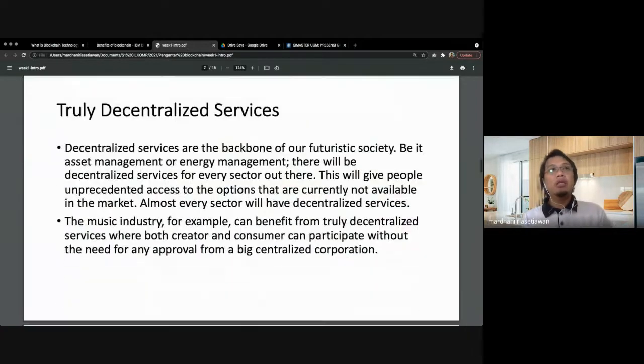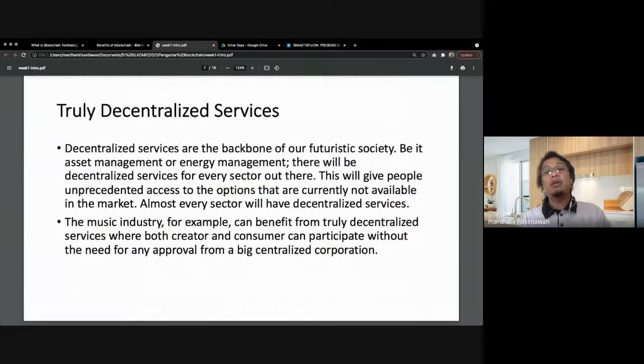And then this is like truly decentralized services. Decentralized services are the backbone of a futuristic society. So it means, for example, if I have computation power and have my own data, I can compute and manage by my own, and then I can also decide to open the services to another person or another application. So why is this very important?